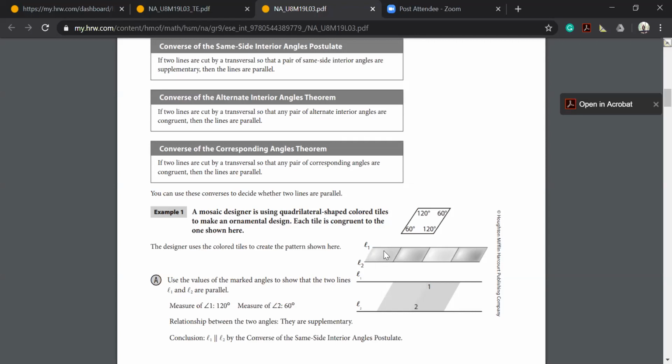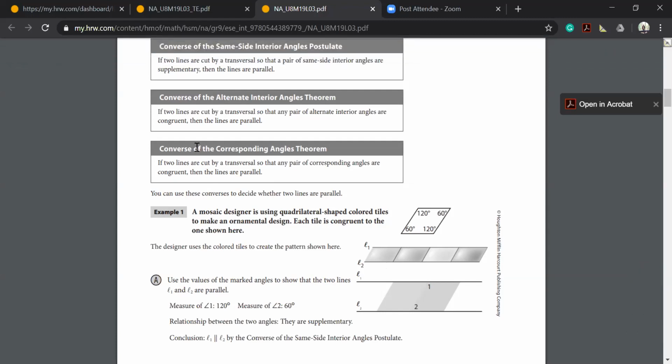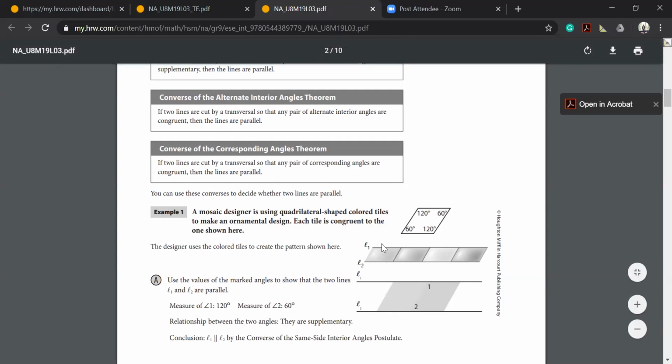How can I prove that these two lines are parallel? We have three theorems here. You can use the same side interior, the alternate interior, or the corresponding angles. Let's see how to use all of them. Let's begin with the same side interior. For the two lines I'm trying to prove are parallel, where are the same side interior angles? The same side interior angles will be one of those.